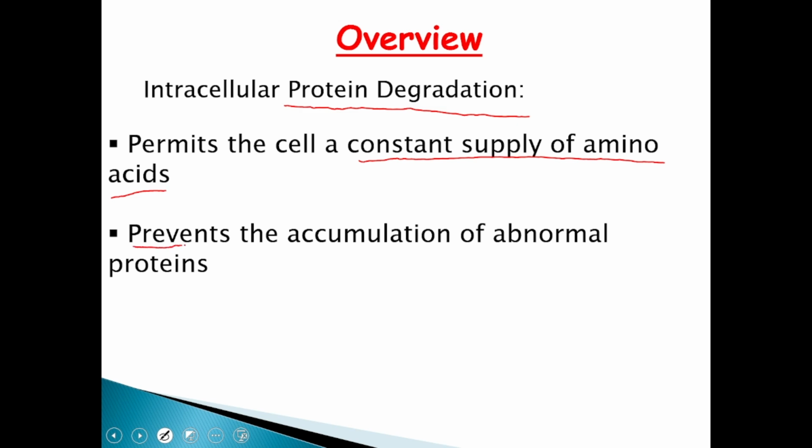Another is that it prevents accumulation of abnormal proteins in the cell. So any protein that is old, any protein that is damaged, any protein that has completed its work, it should not stay back in the cell, because if it stays back in the cell, it becomes more and more. As a result, the environment of the cell becomes toxic, and when the cell becomes toxic, it spreads that toxicity to other cells, and that can give origin to a disease. And the cell does not want that. So that is also one of the reasons why protein degradation happens.